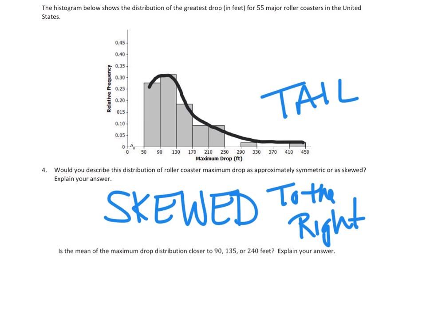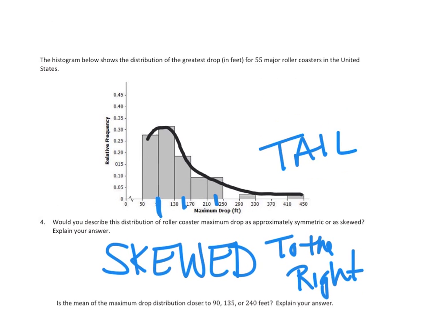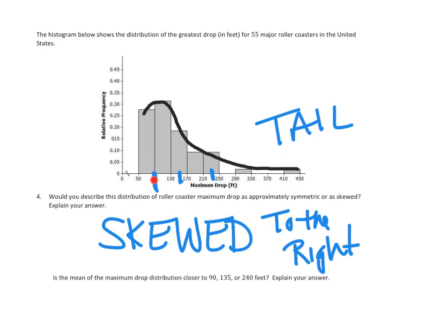So is the mean of the maximum drop closer to 90, 135, or 240? Well, remember, mean represents the number in the middle. If you're telling me this is the mean, that means half the numbers are over here and half are over here. I would say no to that one. If you're telling me this is the mean, then you agree half the data is over here and half the data is over here. That's pretty close. If you're telling me this is the mean, you're telling me this side of the data is equal to this side of the data. So I'm going to go with closer to 135. Again, not exactly, but closer to it.